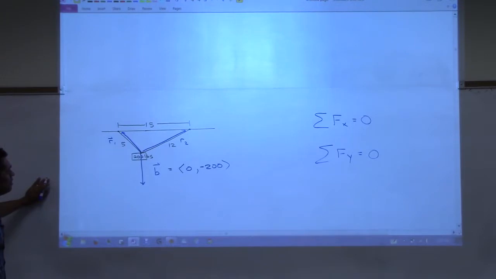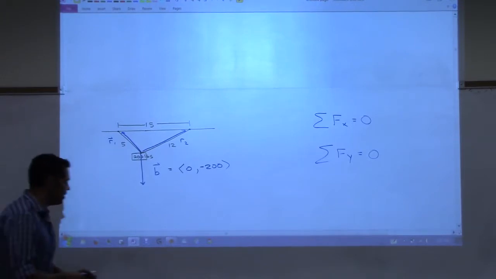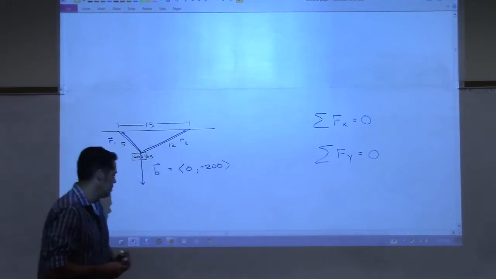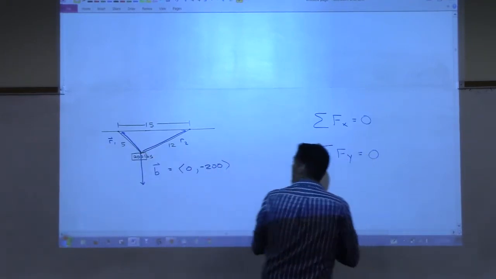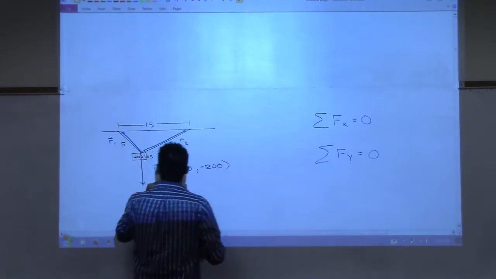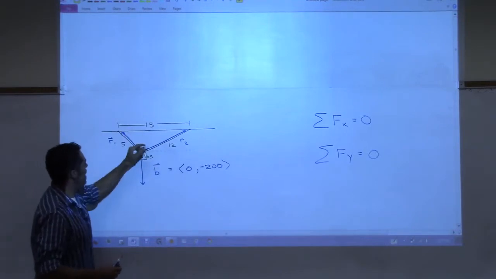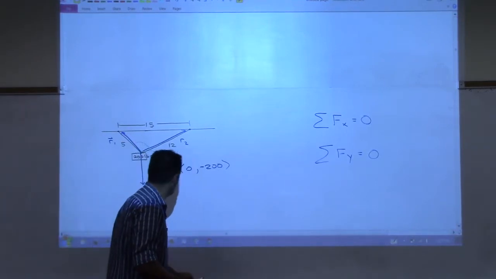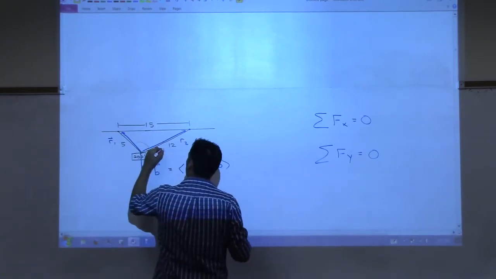Let's go after trying to figure out what R1 is. What we're going to need to know in order to do this is the angle that the vector R1 makes. So what is this angle? I'm saying relative to, this is almost being like the x-axis. What is this angle for R1? And then we'll also need to find the angle for R2, which will be this angle.